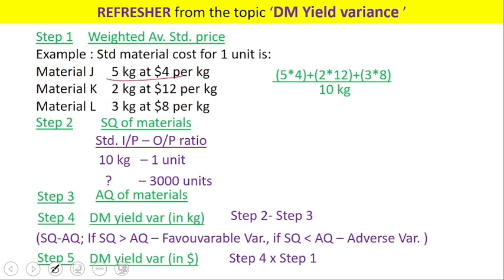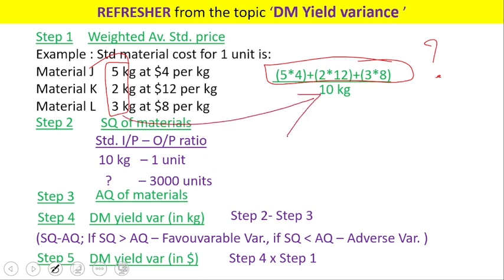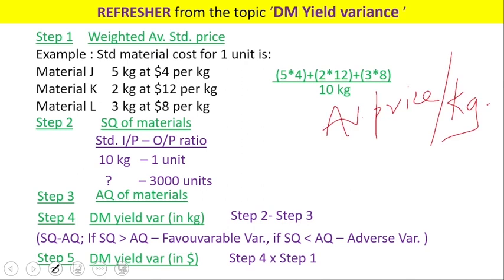So 5 kg at $4, 2 kg at $12 and 3 kg at $8, which means that the average price will be 5 into 4. That's for the first material, and for the second one it's 2 into 12, and for the third one it's 3 into 8. So we have got the cost in the numerator, and this is for how much kg? It's for a total of 10 kg. So 5 plus 2 plus 3, 10 kg goes in the denominator. So we get the average price per kg of raw material. So that was step 1.